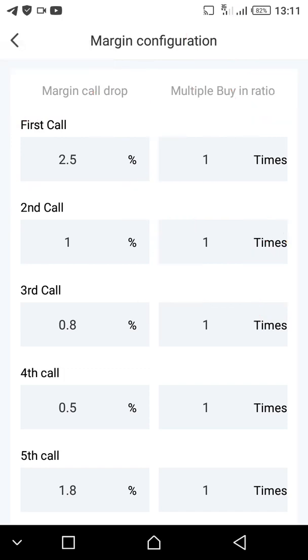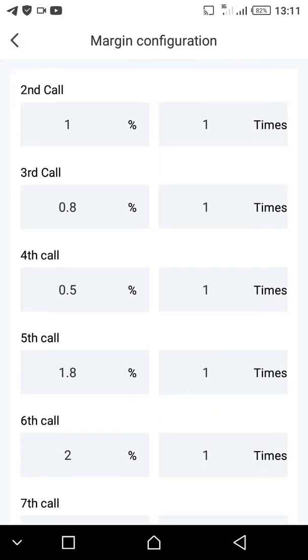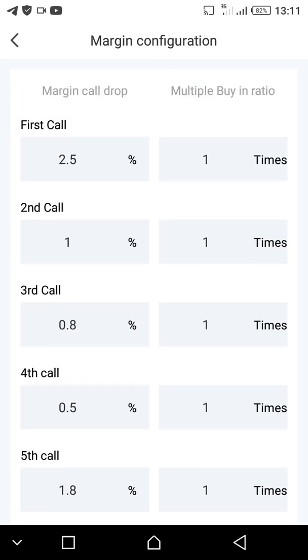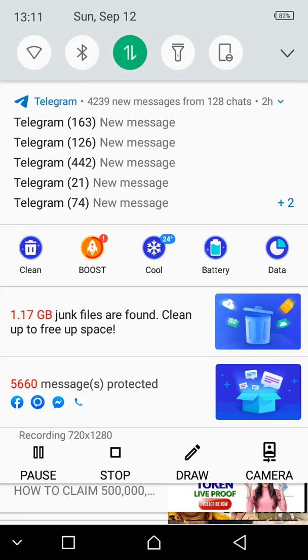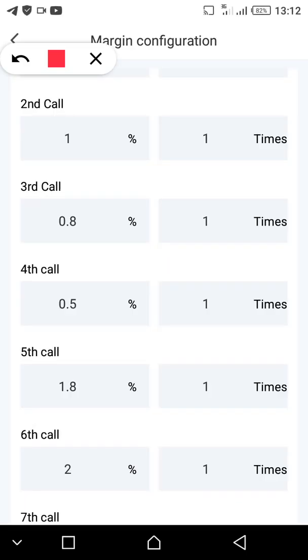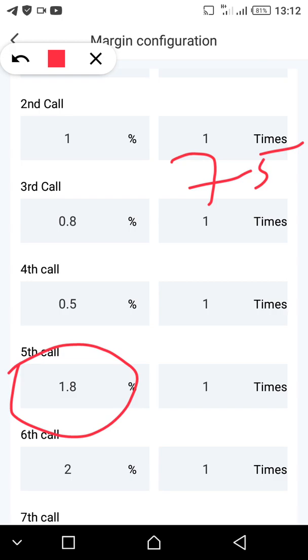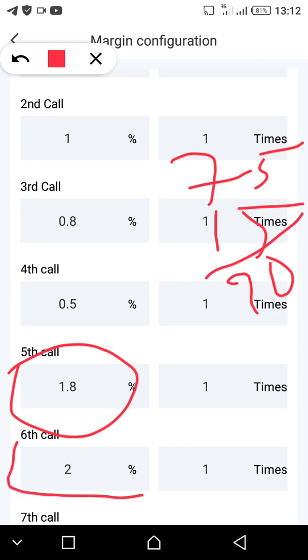Now, the fifth margin call. If it goes down, say we'll stop at 50, this thing, 55, right? What's the fifth margin call? The fifth margin call means that if it goes down by 1.8 from previous, you should buy another $15 worth, which makes it 90, right? Is that 90? Yes, it makes it $90.